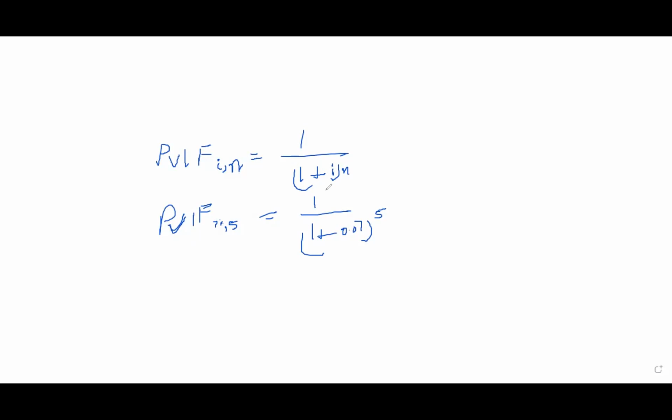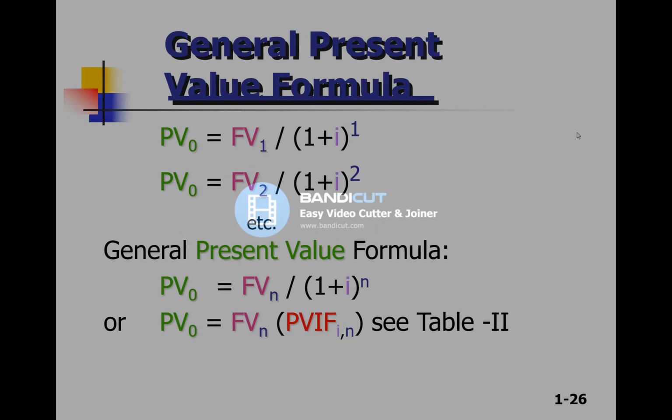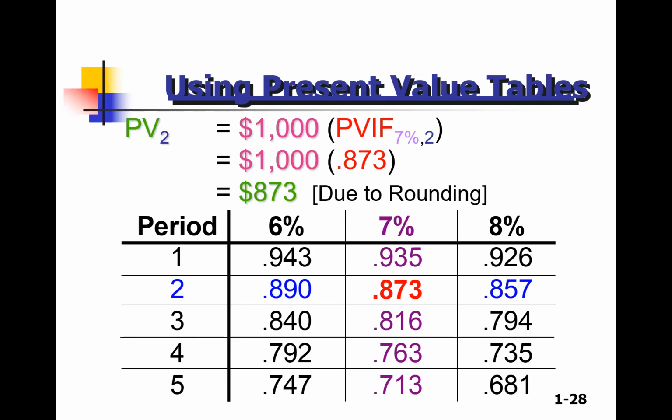So this is the present value interest factor, and you can find out the value and create your own table. After that you can use that table and put those values over here as per the requirement according to the I and n, and you can get the value. This is the same way to find out present value using the table.